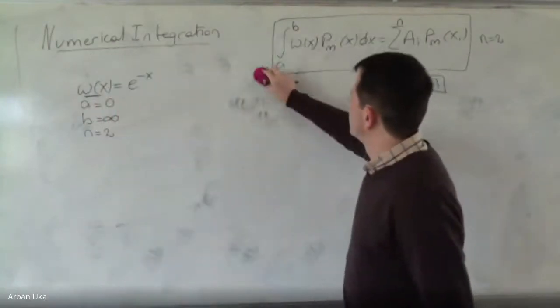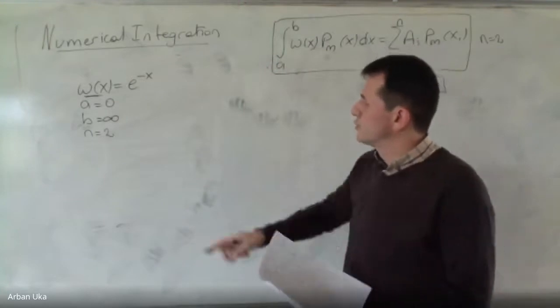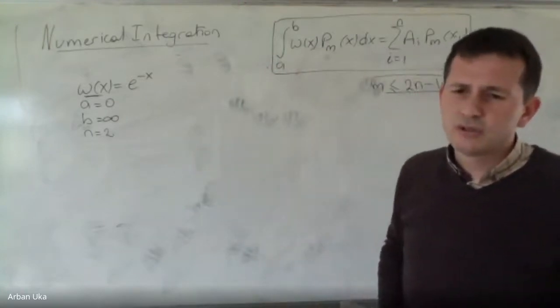And my first question to you would be the following. If we are going to use two terms, how many unknowns do we have?